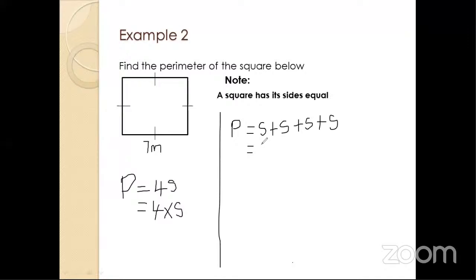Perimeter equals 7 meters plus 7 meters plus 7 meters plus 7 meters. 28 meters.